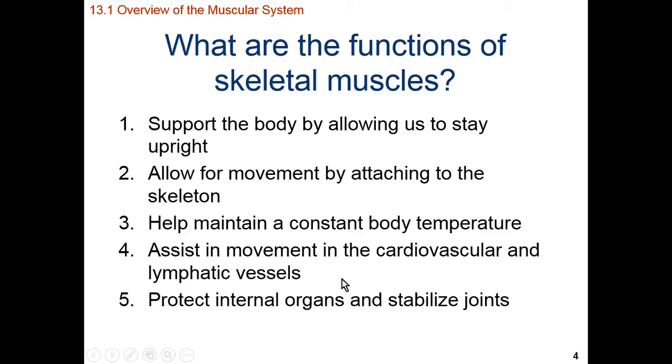It's known as a skeletal muscle pump that in particular helps move blood through the veins and lymphatic vessels. And then finally, we stabilize joints with our muscles and protect internal organs with our skeletal muscles. Those are relatively self-explanatory.